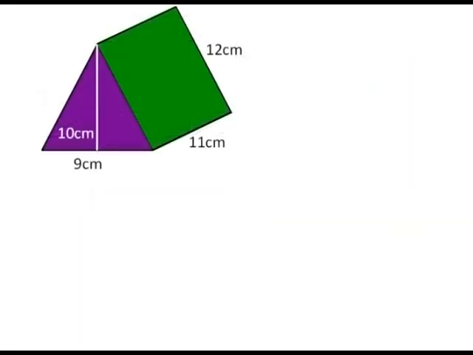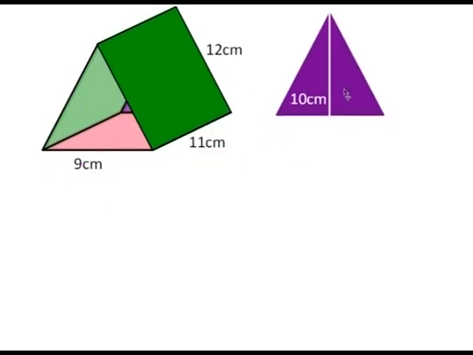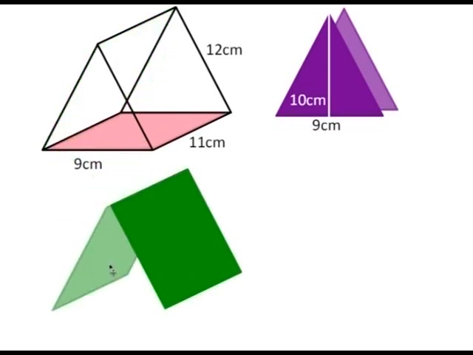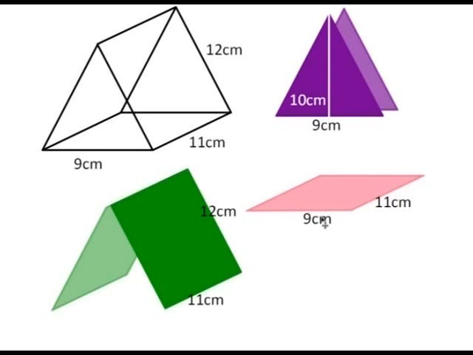Next, we look at the triangular prism, and again we will separate all the faces and calculate the area separately, and then we add them up. It has this triangular cross-section. 2 triangles, they have a height of 10 centimeters and a base of 9 centimeters. We have these 2 rectangles, length 11 centimeters and width 12 centimeters. Lastly, another rectangle with length 11 centimeters and width of 9 centimeters.